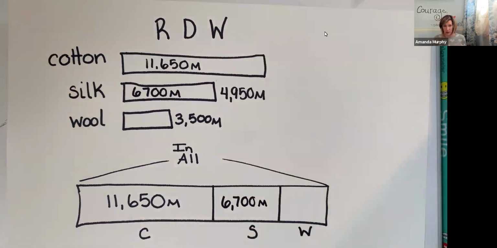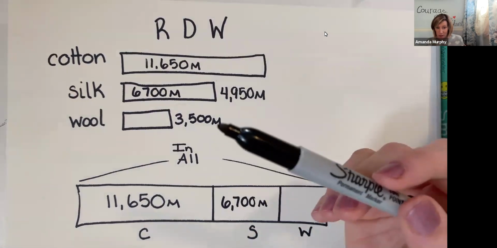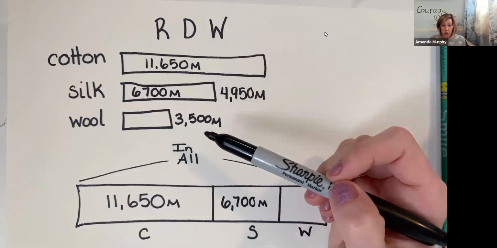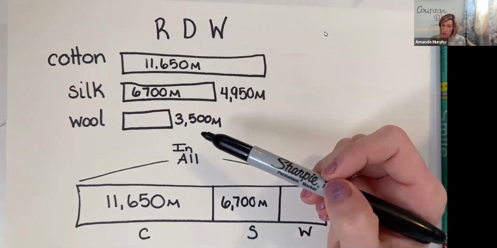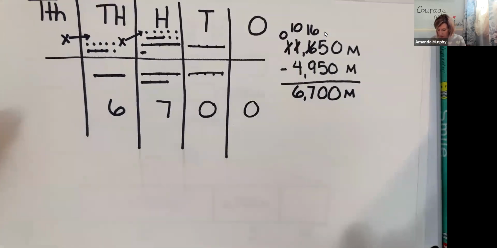The next thing we need to figure out is what? Well, how much wool we have. So let's look at what we know. We now know how much silk we have, and we know that is how much less wool we have. So we can do another subtraction problem.